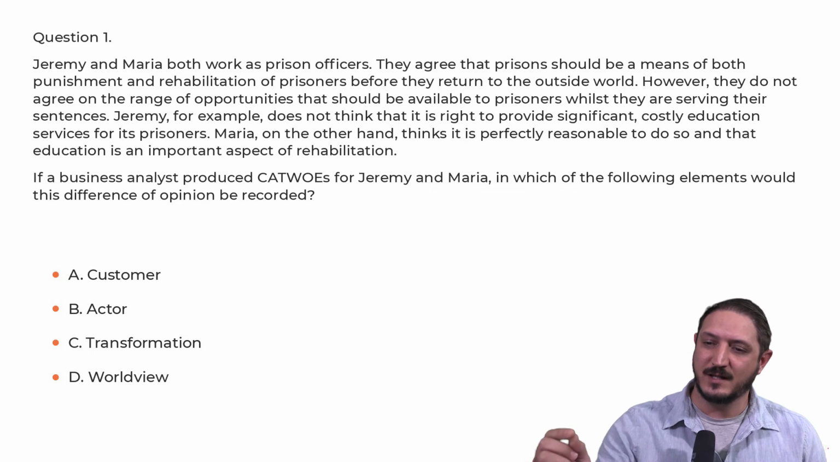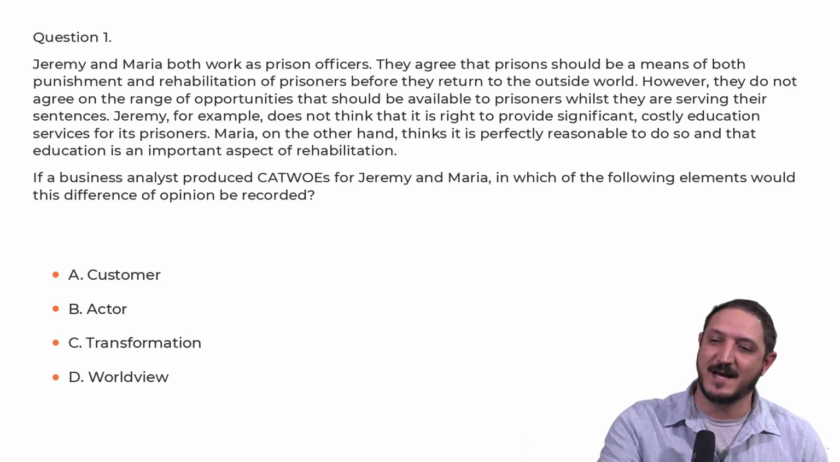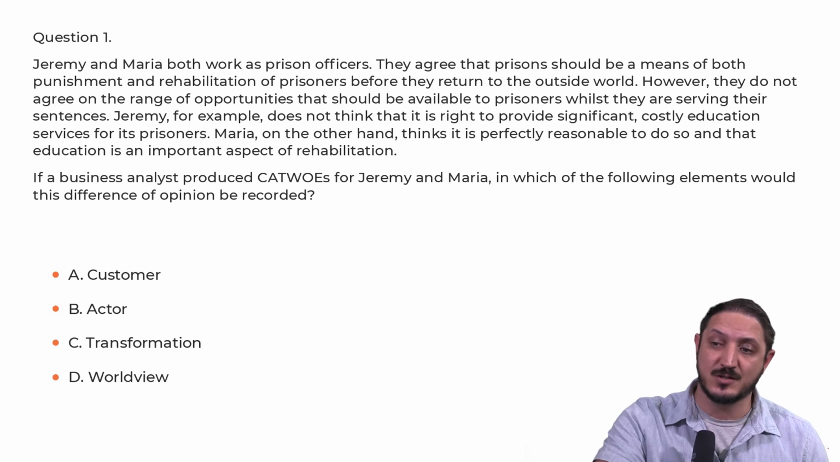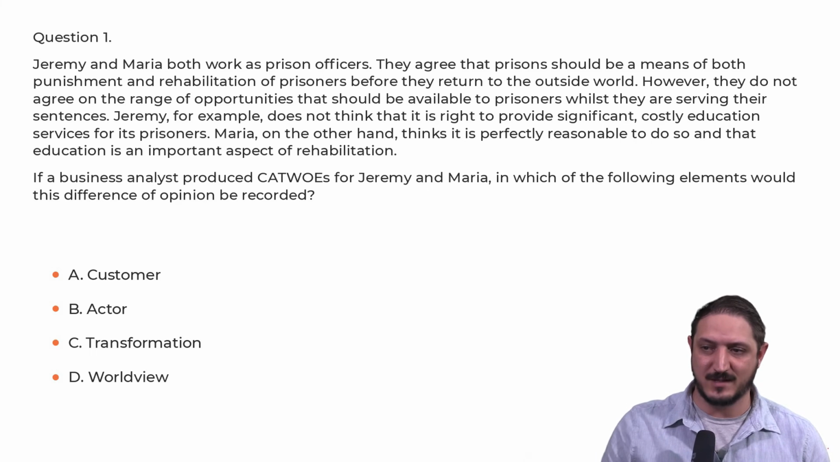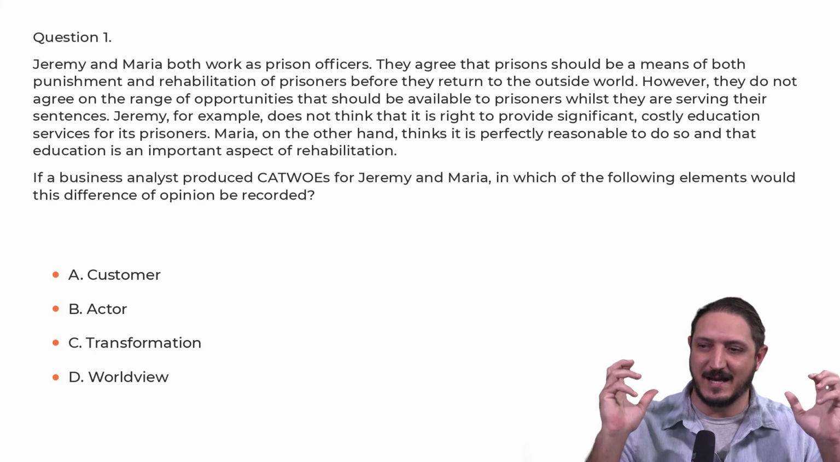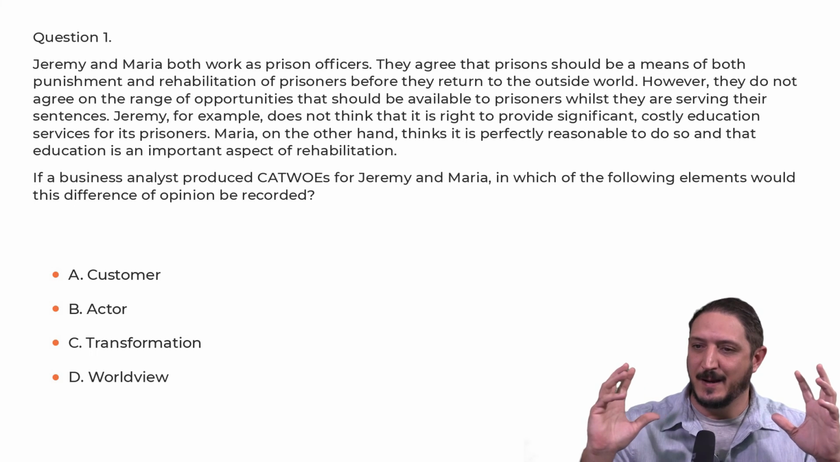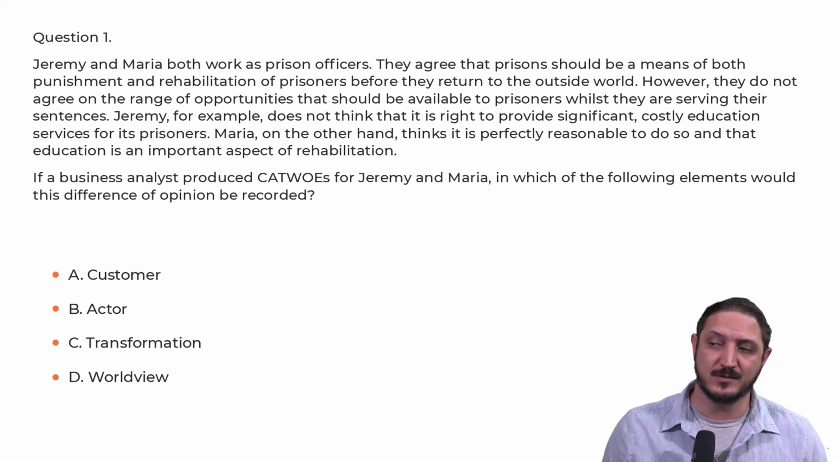Now, if you look at what the question is actually asking for, it says, if a business analyst produced CATWOEs for Jeremy and Mariah, in which of the following elements would this difference of opinion be recorded? So they're asking for the difference of opinion. Now if we look back at the scenario, we see that they do not agree on the range of opportunities that should be available to prisoners while they are serving their sentences. So this is what is being asked in this specific question. The two perspectives are Jeremy and Mariah, but the actual category of this perspective that is being asked is the differences in opinion between the range of opportunities that are available to them.